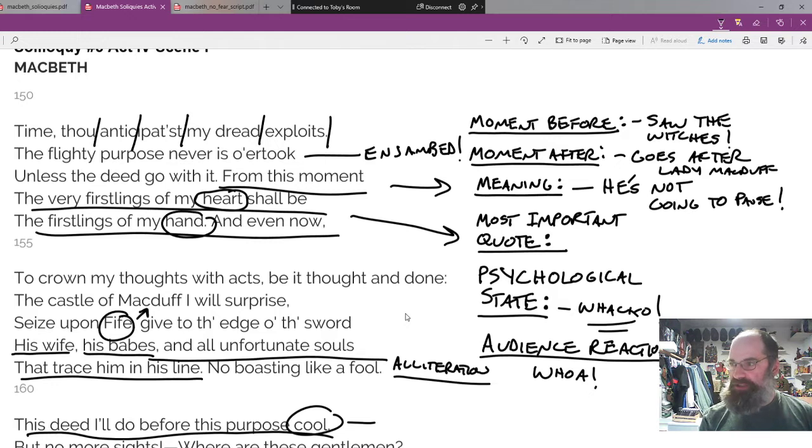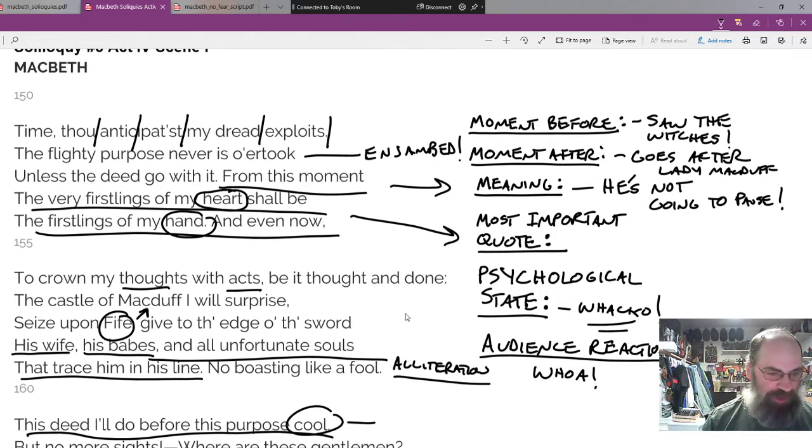After I've marked the text, I'm now ready to act it out if you're in my advanced drama class. And so it might read like this. Time. Thou anticipatest my dread exploits. The flighty purpose never is o'ertook unless the deed go with it. From this moment, the very firstlings of my heart shall be the firstlings of my hand. And even now, to crown my thoughts with acts, be it thought and done. So thoughts and acts. That's antithesis.